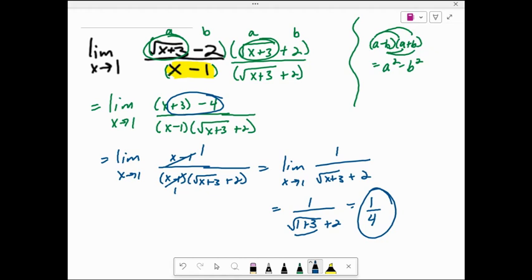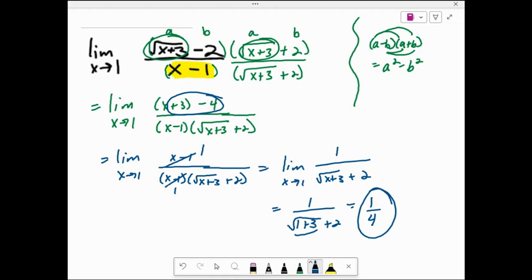Okay. The algebra can get a little bit messy. If we had a plus at the first numerator, then we would have to multiply by a factor with the minus. The key is to make the difference of squares.